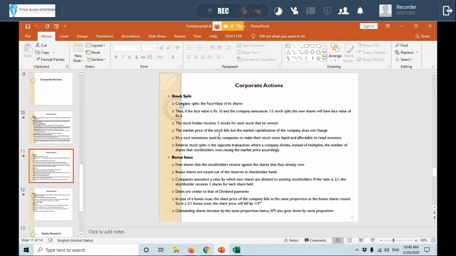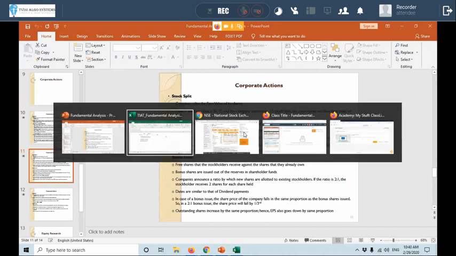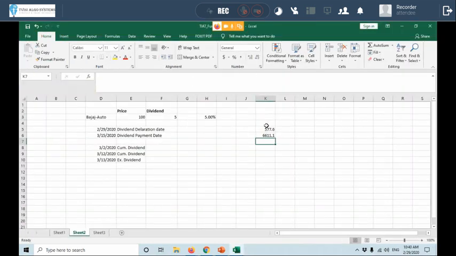The market price of the stock falls, but the market cap of the company does not change. What does this mean? Market cap is shares times current price. Exactly. So, for example, in this case, Bajaj Auto, the current price is 2888 rupees, and assume that the company had 100 outstanding shares. So, what is the market cap? 100 into 2888. Whatever is the value is the market cap. Right? 2,88,000 is the market cap.